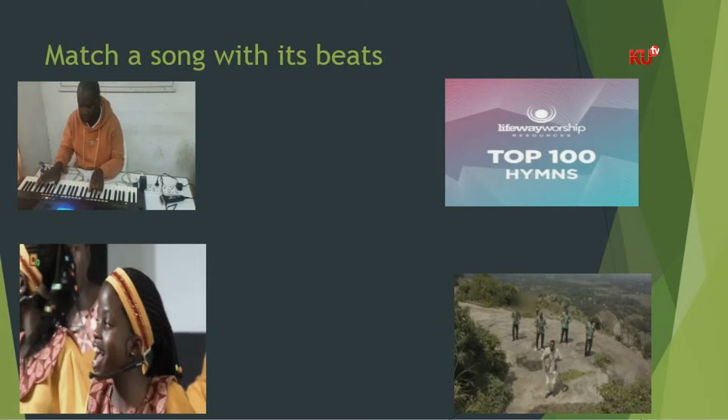Ta, ta, ta, ta, ta, ta, ta, ta, ta, ta, ta, ta, ta, ta, ta, ta, ta, ta, ta, ta, ta, ta, ta, ta, ta, ta, ta, ta.